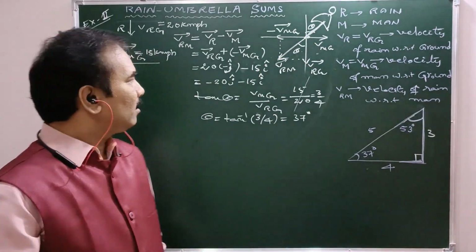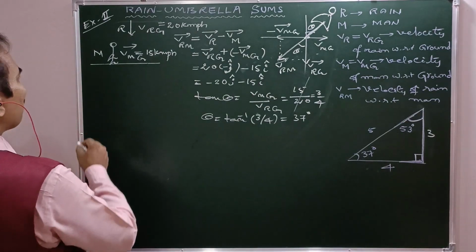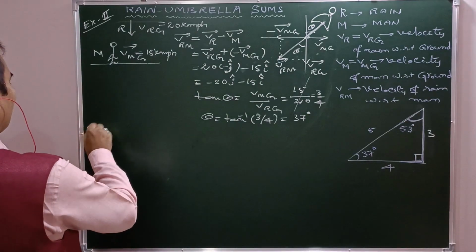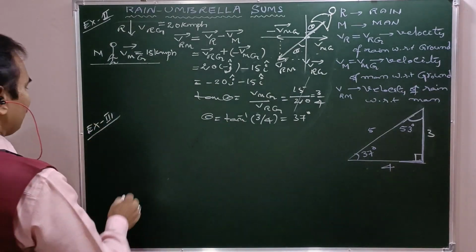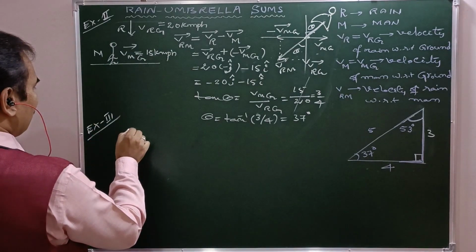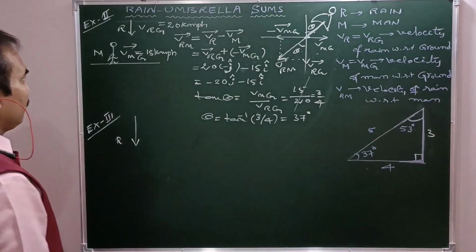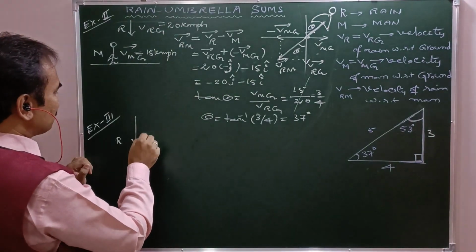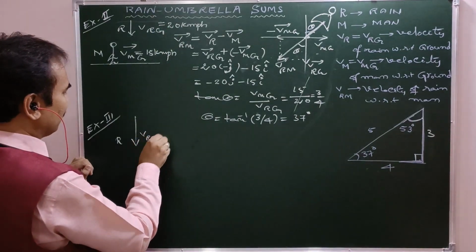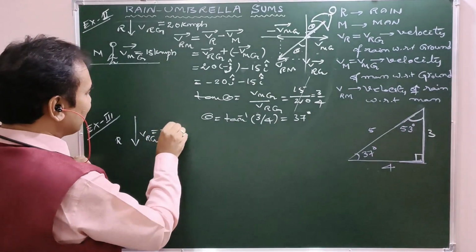Right? Now in example 3, this time rain is falling vertically downwards with 20 km/h as usual. There is no change. VRG, the velocity of rain with respect to ground, is 20 km/h vertically downwards.